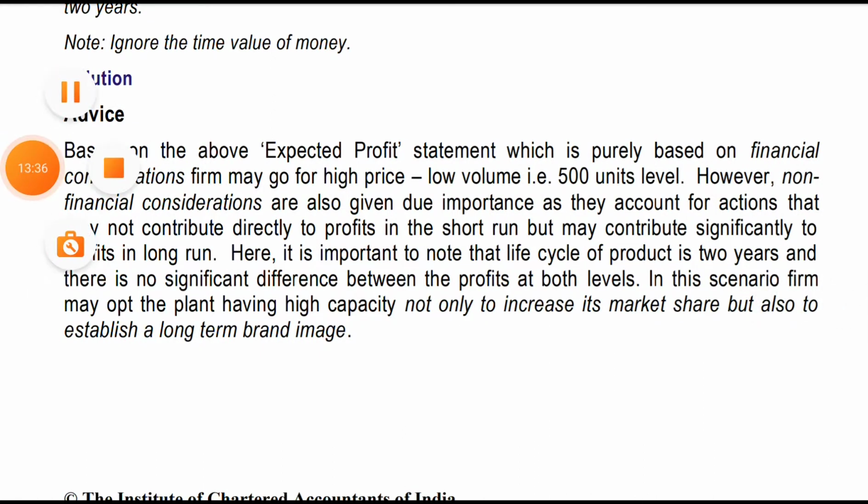Based on the above expected profit statement, which is purely based on the financial consideration, the firm may go for the high price. So if we just see from the financial angle, the firm will select the higher profitable option, that is 500% capacity, low volume, that is 500 units. However, the non-financial considerations are also given due importance, as they account for actions that may not contribute directly to the profit in the short run. So this excess capacity is not contributing to profit in the short term, but may contribute significantly to the profit in the long run.